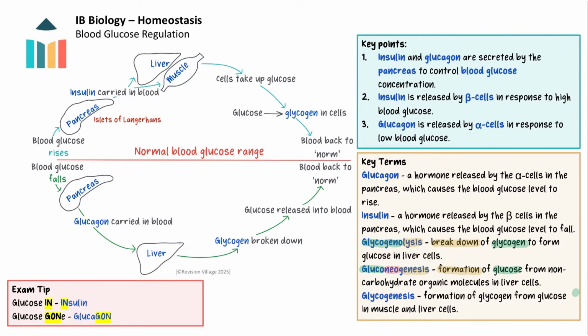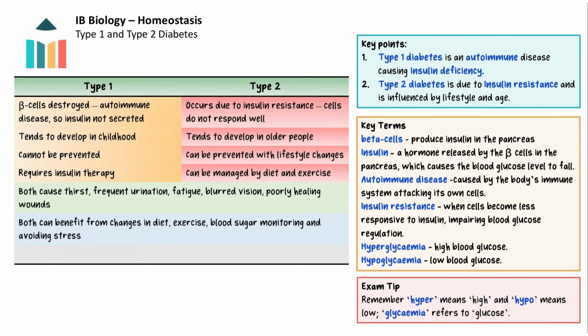from non-carbohydrate organic molecules. The glucose is then released into the blood to raise the blood glucose levels back within the normal range. So, between insulin and glucagon, blood glucose is kept within a safe range. However, this does not always work.